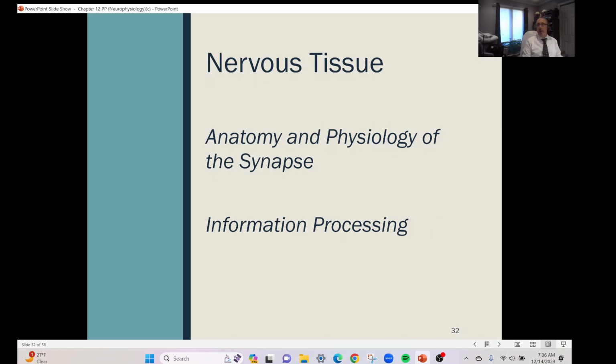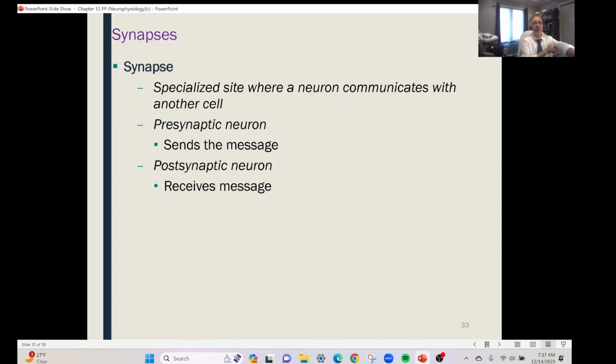In this lesson, we'll conclude our discussion of neurophysiology by taking a look at the synapse. So we know from previous lessons how the action potential is generated, how it travels down the axon, but now when it gets to the end of the axon, how does it get to another cell? Well, that takes place at the synapse. And then we'll finish this up by taking a look at the cell that's receiving the information. How does it process the information that it's getting? So we call this information processing.